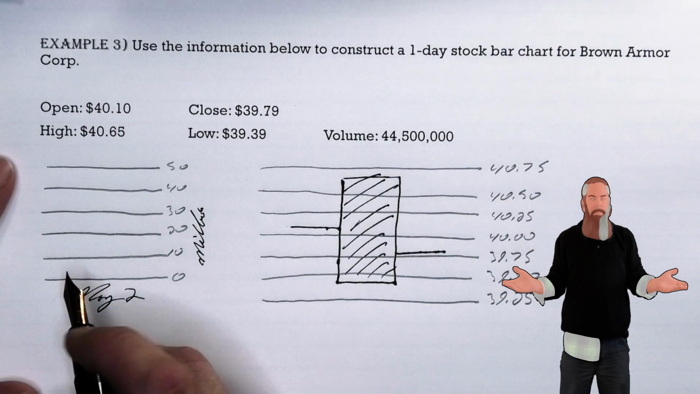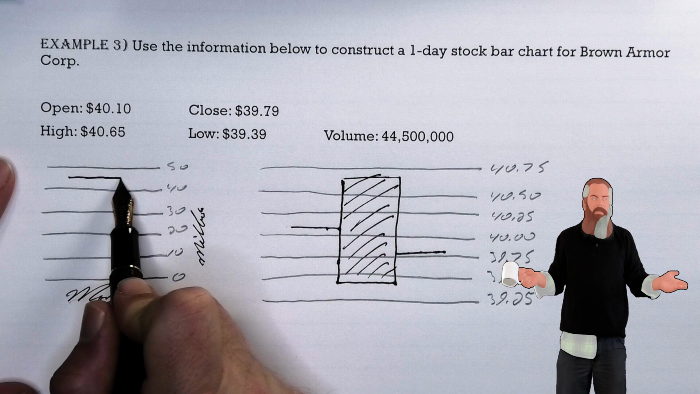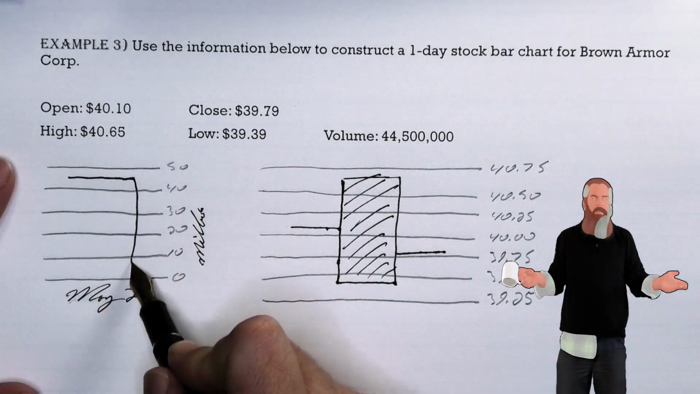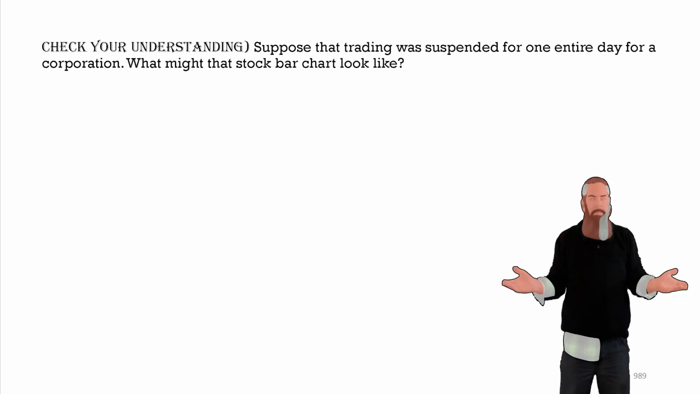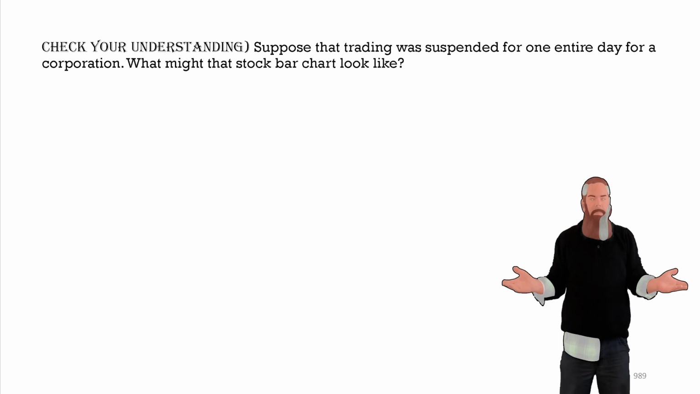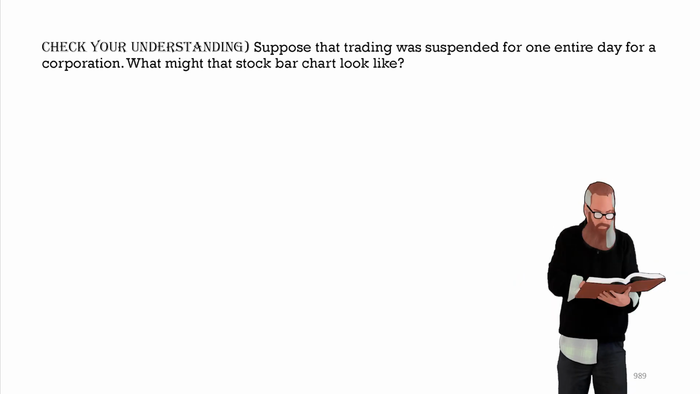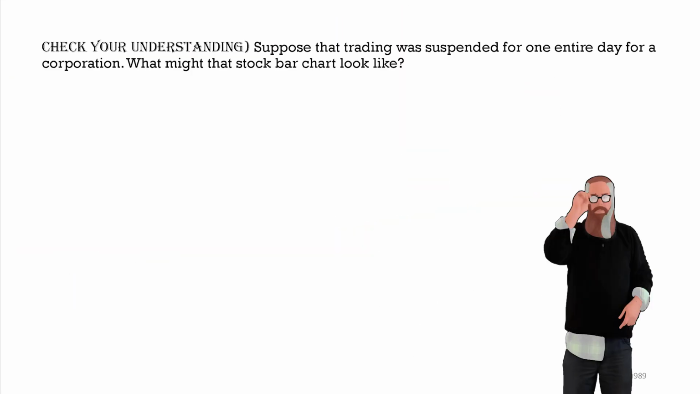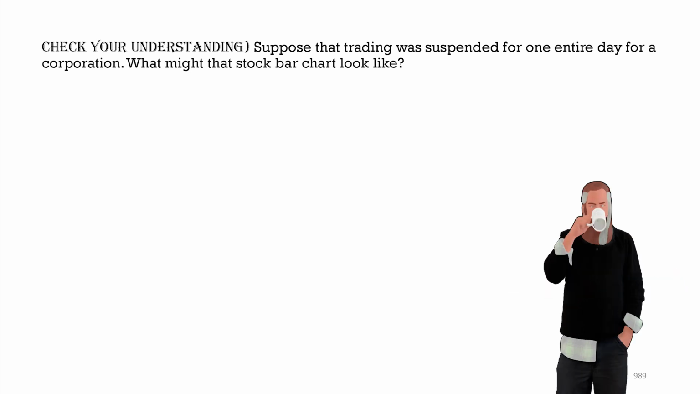The volume of trading was 44,500, so right in the middle of this 40 to 50, and this is going to give us our volume trade. Let's check our understanding and suppose that trading was suspended for one entire day for a corporation. What might that stock bar chart look like? If trading is suspended, there are no prices to chart and no volume to report. Therefore, the chart could be shown as a blank space.